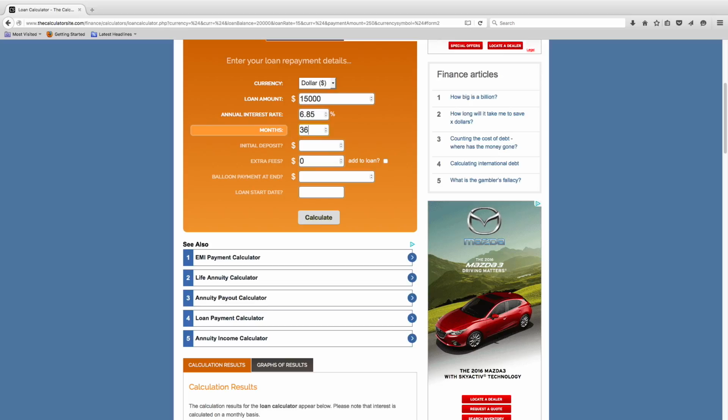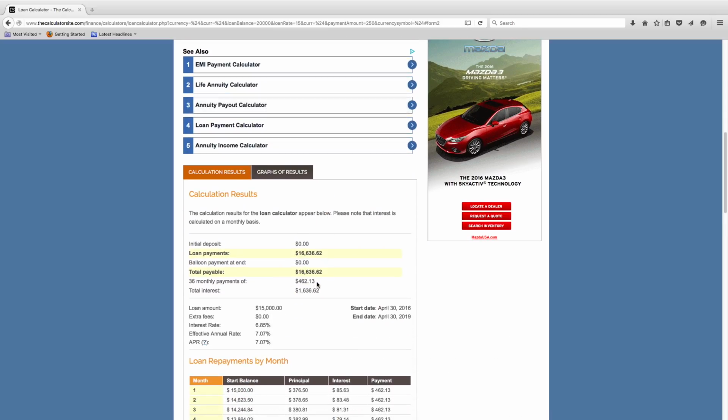So let's say they pay it off in 3 years, which is 36 months. Their monthly payment is $462.13 and a total interest of $1,636. Okay? Again, I'd much rather have 1.9% and all that, but at the same time, it's good to pay off a loan faster, because you're going to pay less interest. All right?